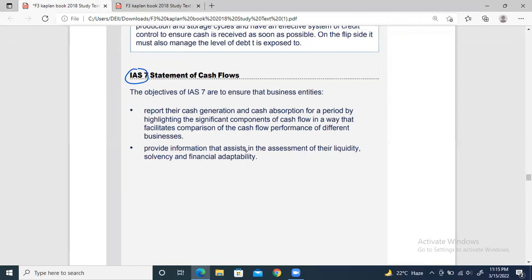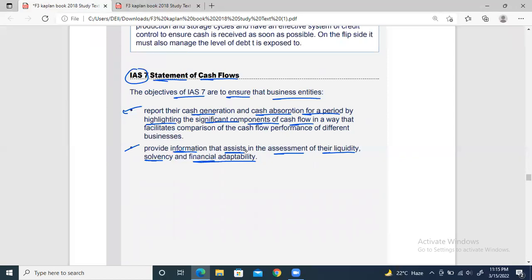Just like we studied IAS 2 inventory and IAS 16 non-current assets, IAS 7 is called the statement of cash flows. The objectives of IAS 7 are to ensure that business entities report their cash generation and cash absorption for a period by highlighting the significant components of cash flow. We will be studying the cash flow format in just a while. It also provides information that assists the assessment of their liquidity, solvency, and financial adaptability.